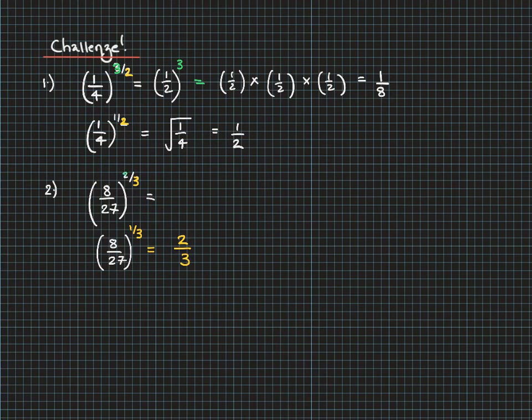Now take that 2/3 and raise it to the power of 2. So 2/3 raised to the power of 2. Now this means we need to take 2/3 and we need to square it, which means multiply by itself, multiply the numerators, which gives us 4, multiply the denominators, which gives us 9. The answer is 4/9. One last question. You can pause the video and have a go at this one yourself.